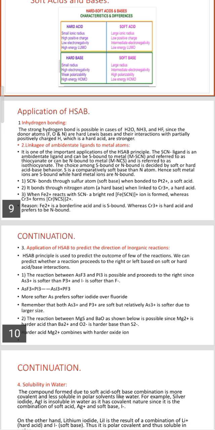Now, let me try to explain this through this note. It is one of the important applications of the HSAB principle. The XCN, like the thiocyanate ligand, is an ambidentate ligand and can be S bonded, that is, sulfur bonded to the central metal and referred to as thiocyanate, or can be N bonded, which is nitrogen bonded to the central metal, and referred to as isothiocyanate.